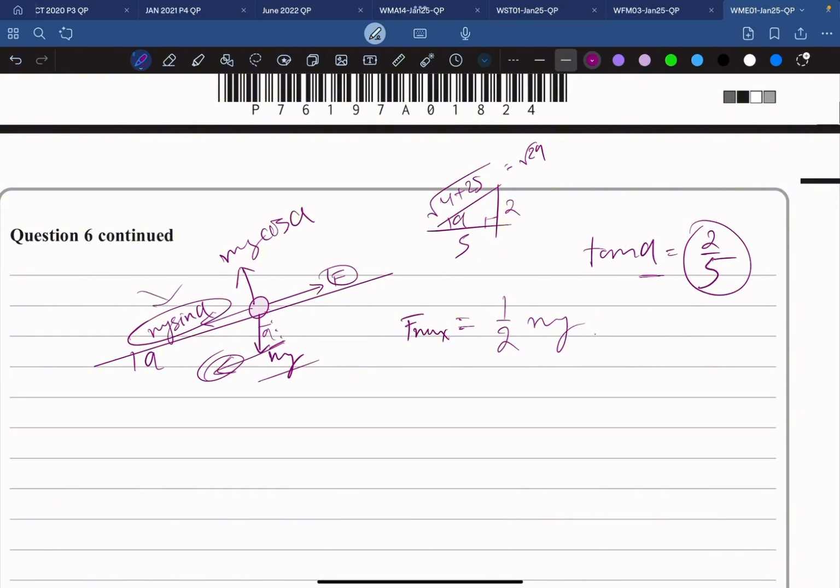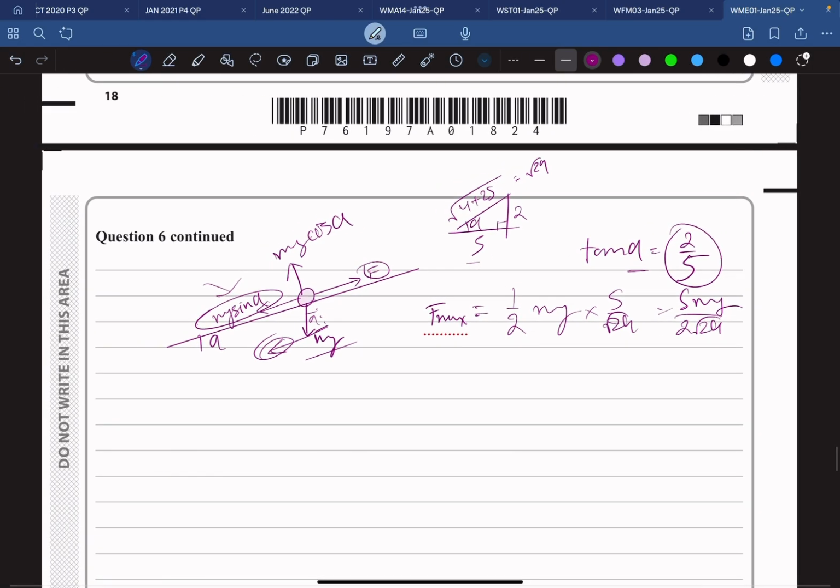So half mg times cos alpha. Cos alpha is adjacent by hypotenuse, that's 5 divided by root 29. There we go, and this is 5 mg divided by 2 root 29. And that is F max. We just found that out.